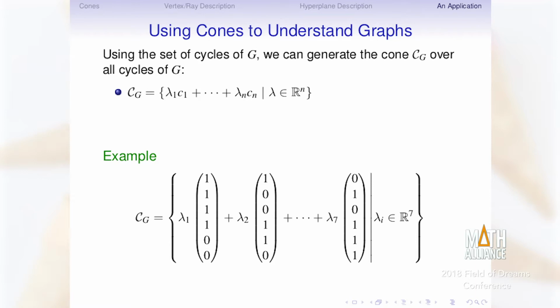Since this dimension is too high, I can't actually draw what this cone looks like for you, but I can sort of signify it in this way. So here's how you can write the solution set to this cone. And so why is this important? Now we've got a way to think about the cycles of our graph in terms of points lying in some cones. So how is that useful to us?